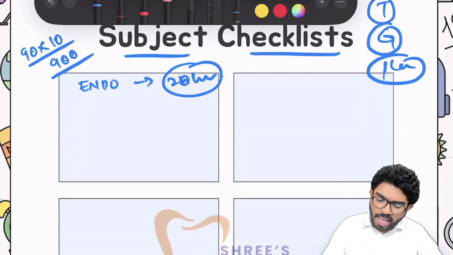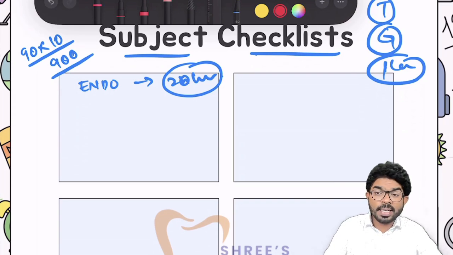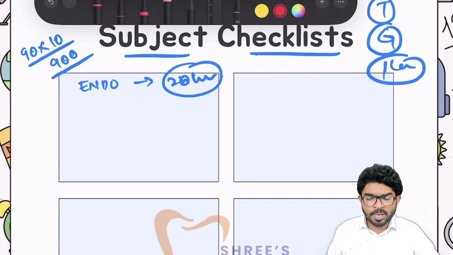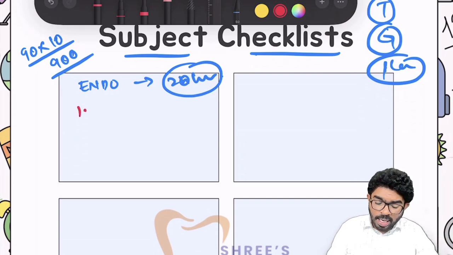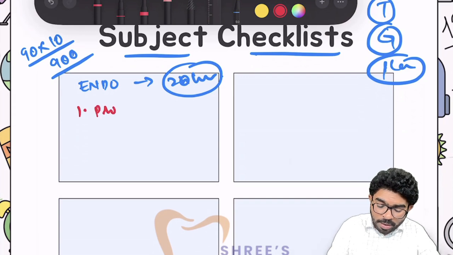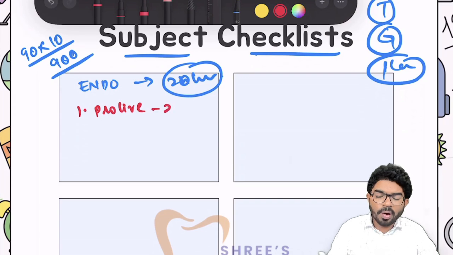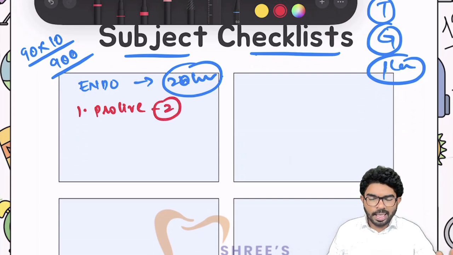For example, if you ask me, my recommendation is, for these particular students who have asked me, most of them belong to ProLive. So in a 20 hours checklist, I'll ask the students to start with ProLive classes, because you already have 2 ProLive classes of endo, each of 2 hours.